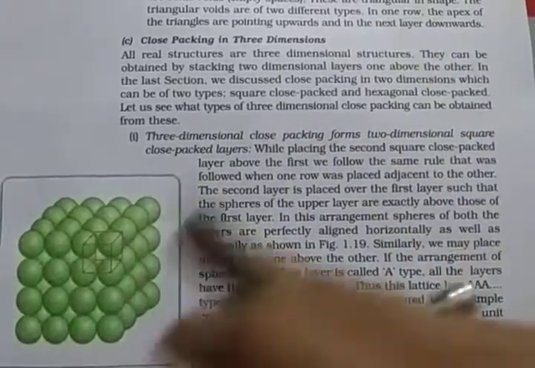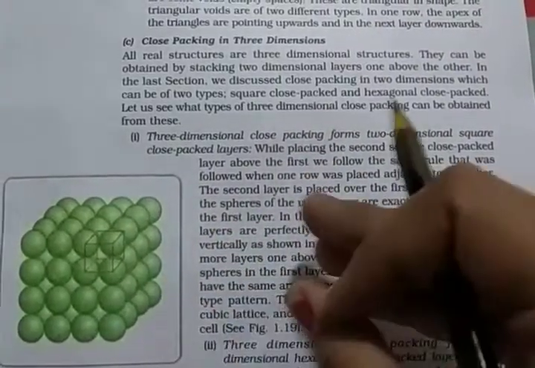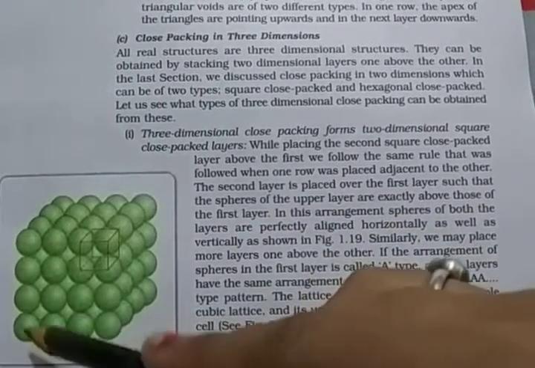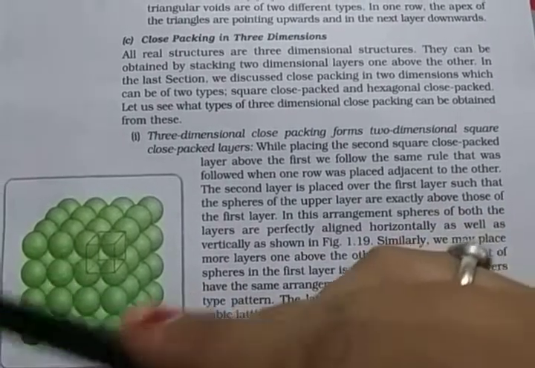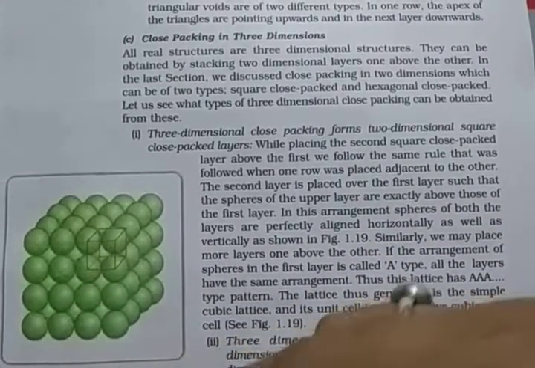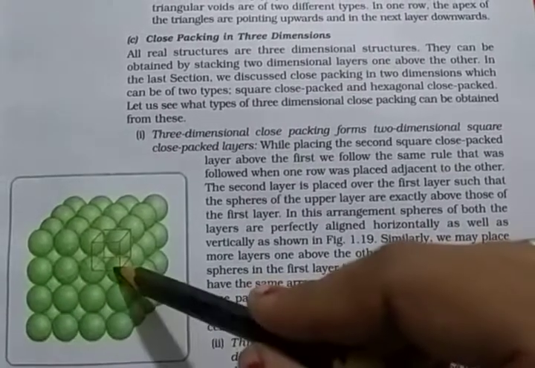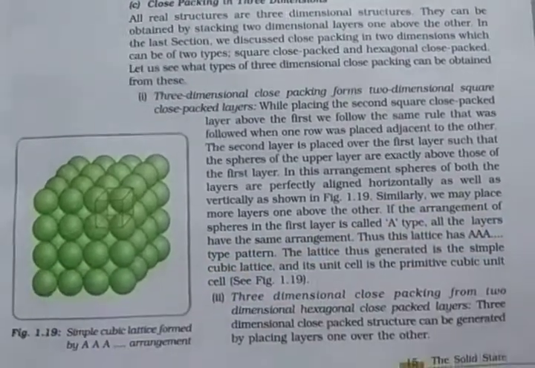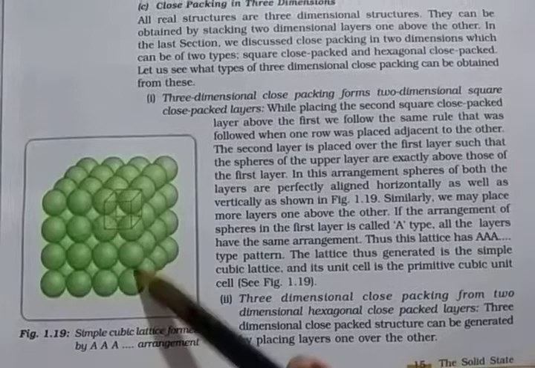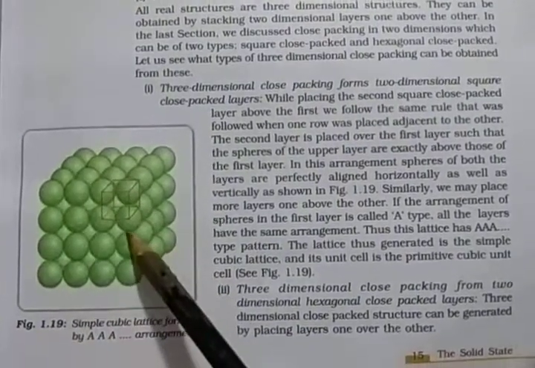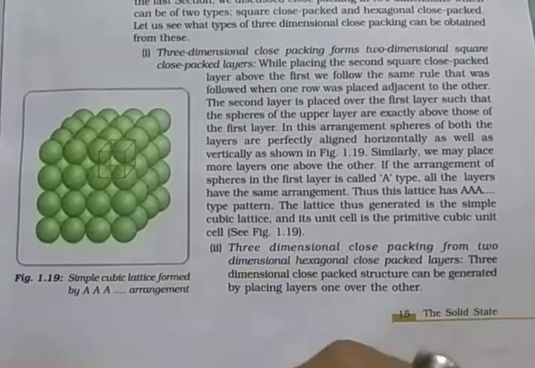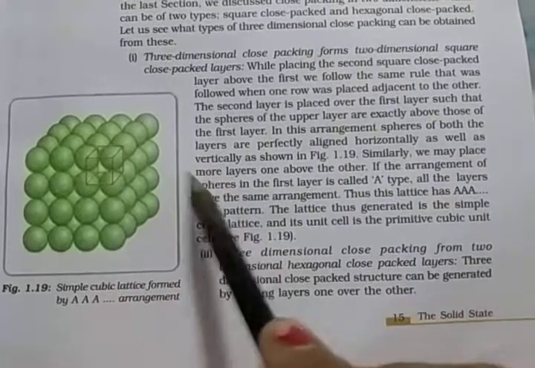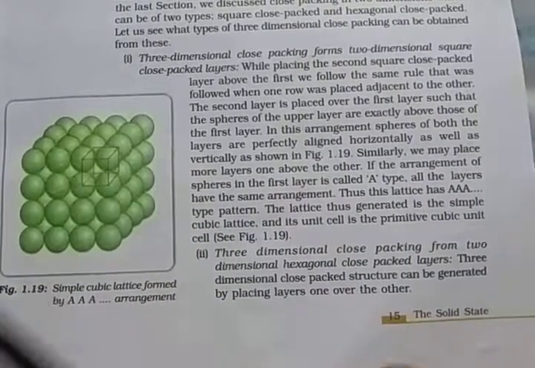Whenever two-dimensional layers are stacked one above the other, we have to use what I already discussed about close packing in two dimensions. There are two types of two-dimensional packing: square close packed and hexagonal close packed. According to these, three-dimensional close packing can be obtained from them. First, we have to form 3D close packing from the 2D square close packed layer.